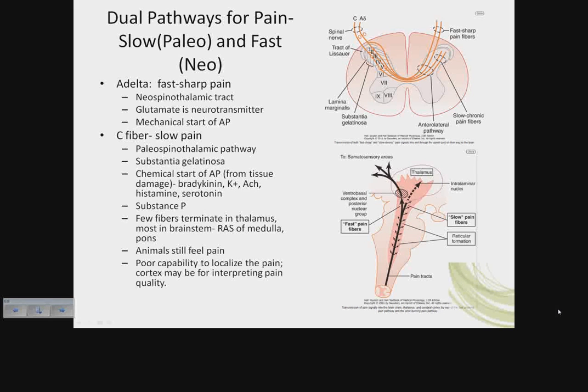Anyway, with the C fibers and the slow pain pathway, we're talking about chemical signals released by the damaged tissue leading to the action potentials in that first-order neuron.